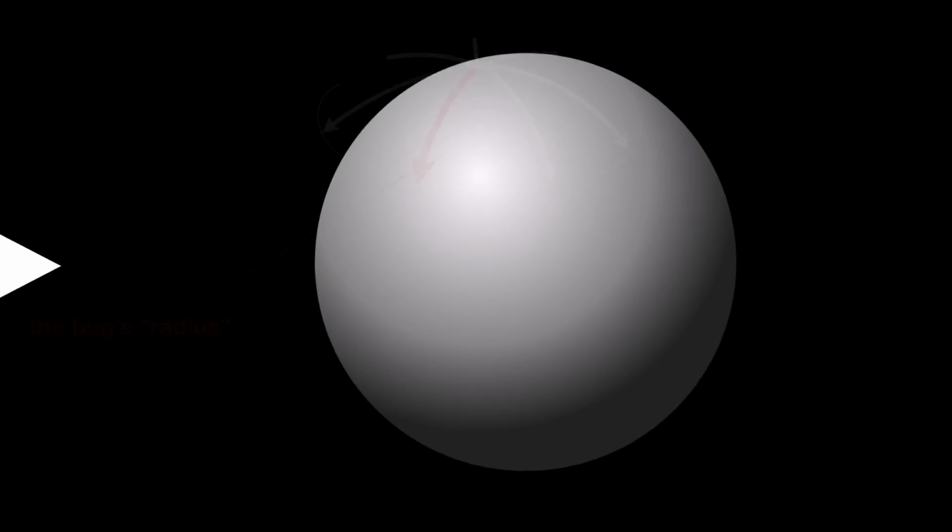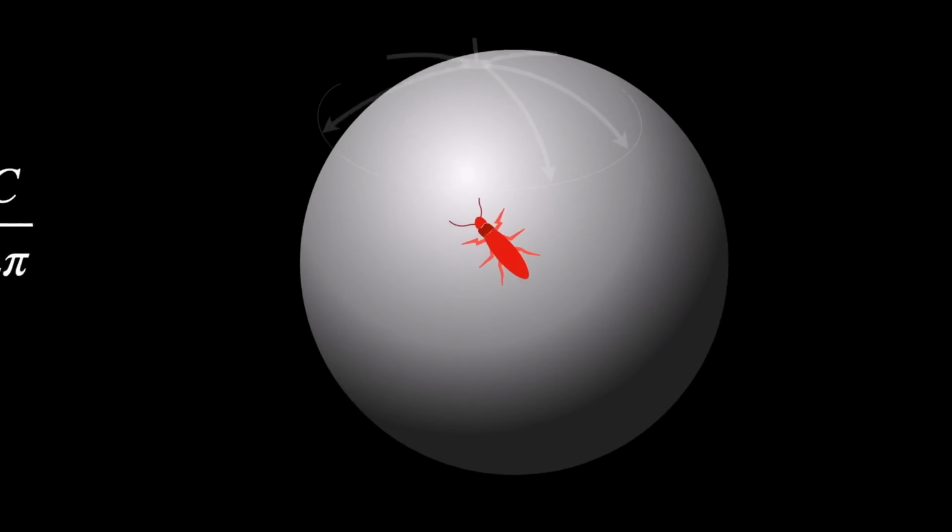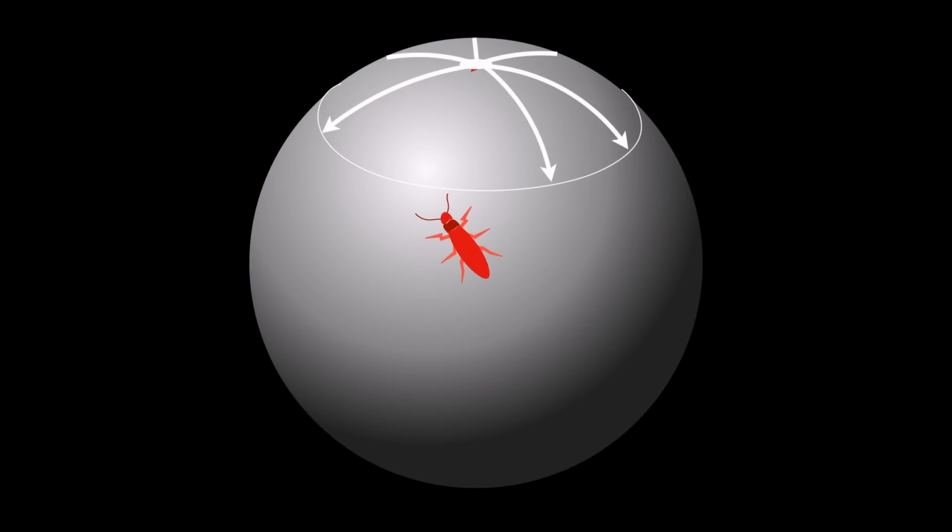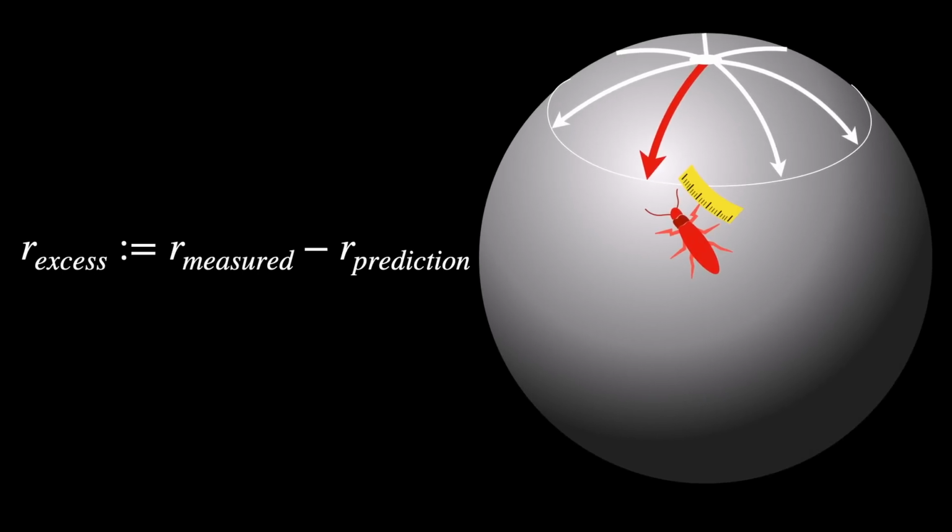Now this bug talks to his friend, Euclidicus, who teaches him a cool way of predicting the radius of his circle by dividing the circumference c by 2 pi. Then, in order to check if Euclidicus was legit, the bug on the sphere decides to measure the radius by himself. He would find out that the measured radius was actually larger than the predicted one.